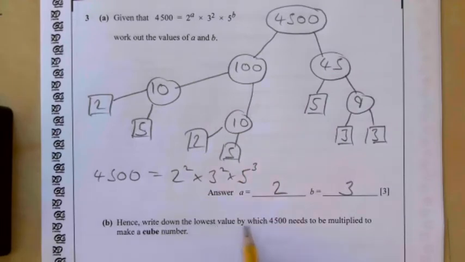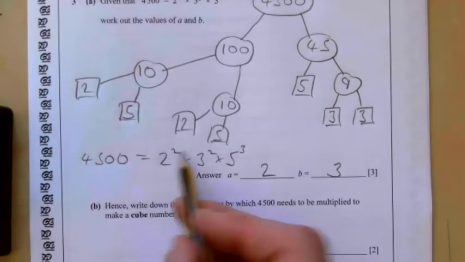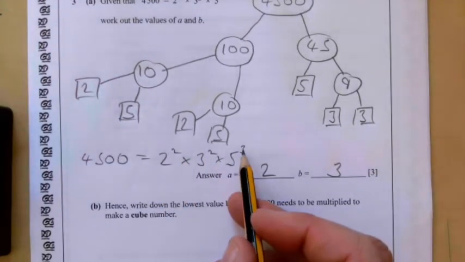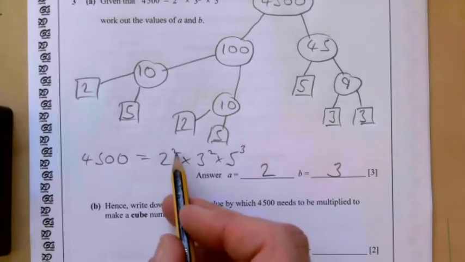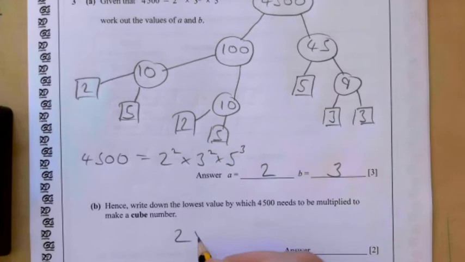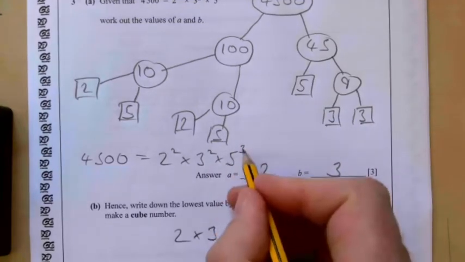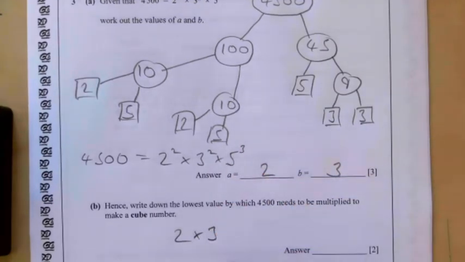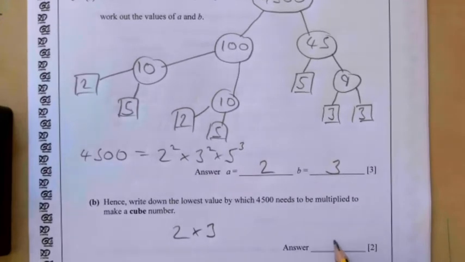Hence, write down the lowest value by which 4,500 needs to be multiplied to make a cube number. So we need to make each of these powers up to a multiple of 3. Here we have a 2, so we need to multiply by 2, and we would need to multiply by 3. The 5 is already a power of 3, so we're fine. So 2 times 3, and the answer is going to be 6.